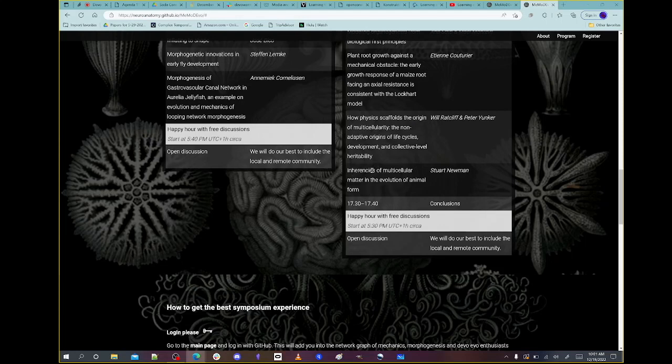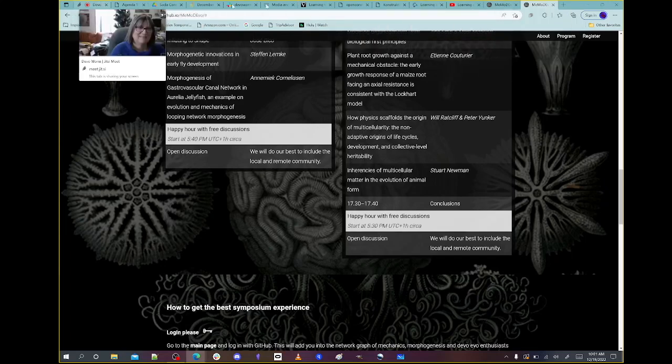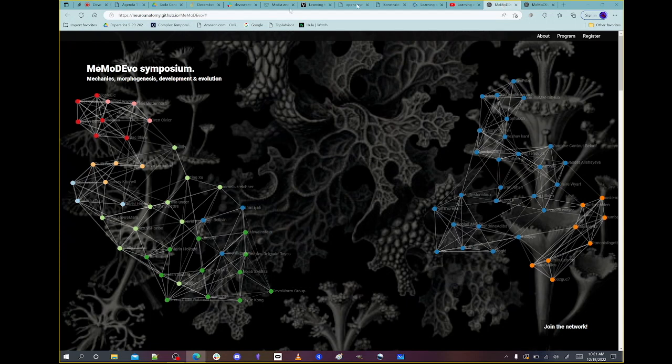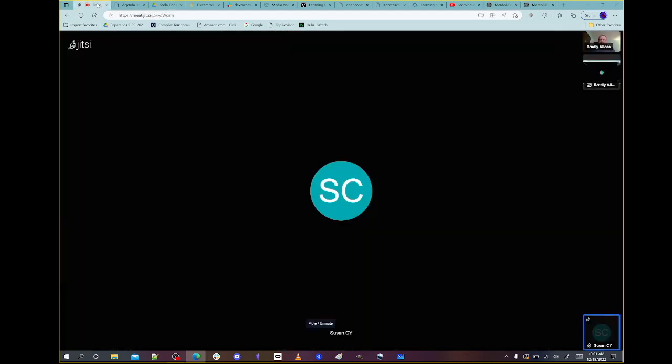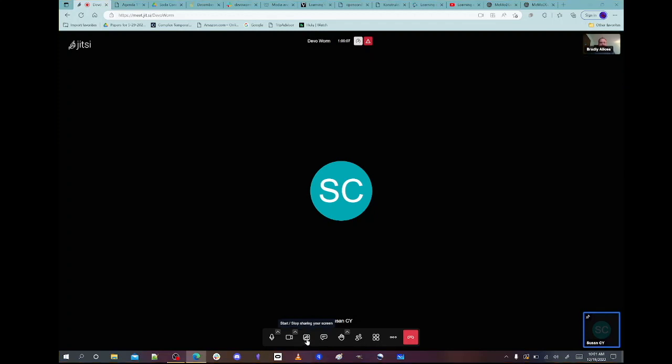And then finally, this multicellular matter in the evolution of animal form talk. This was about development and how there's selection at the level of multicellularity and developmental shape and form. So that was a really interesting set of talks. I don't know if they have recorded those, but I have some notes from that. So if anyone's interested, I can give you access to those notes.